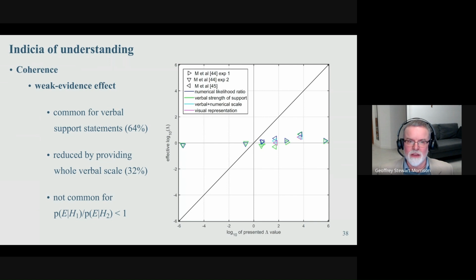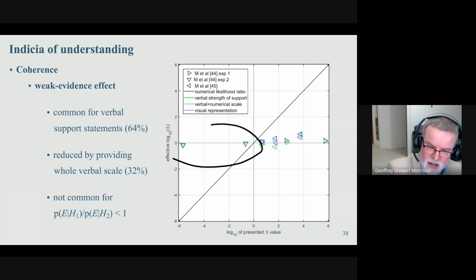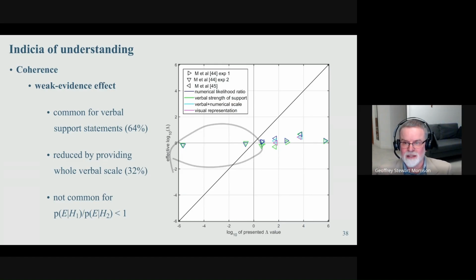Interestingly, there was also a study that included likelihood ratios whose log values are less than 0, i.e. the probability of the evidence was greater given the different source hypothesis than given the same source hypothesis, and the weak evidence effect was not common that way. Some of these results may be due to participants being confused or not paying attention, so that has to be taken into account. But when 64% of them are doing it, it's not just people not paying attention.